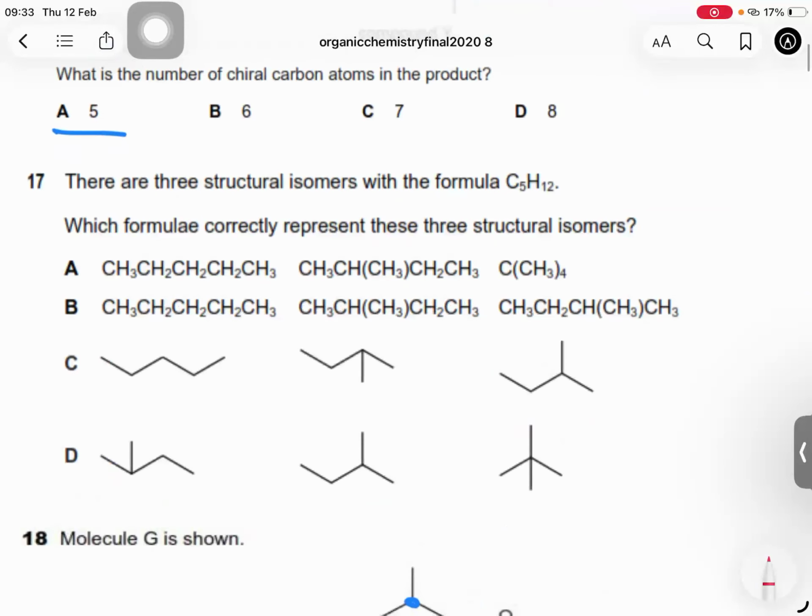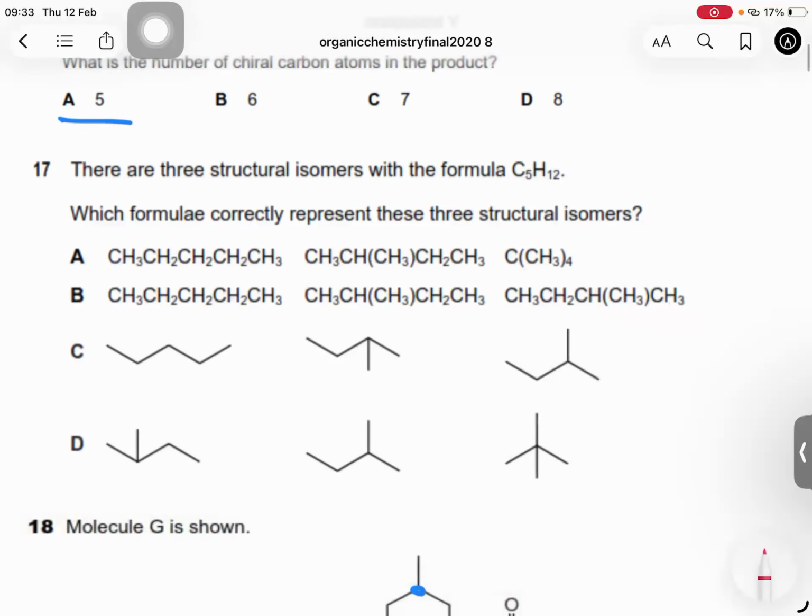Right, there are three structural isomers with the formula C5H12. Which formula correctly represents these three structural isomers? C5H12. If I start with D, 1, 2, 3, 4, it's 2-methylbutane. 1, 2, 3, 4, it's what? 2-methylbutane. So I'm going to cross it out because these two are the same compounds. So you see how I figure out?